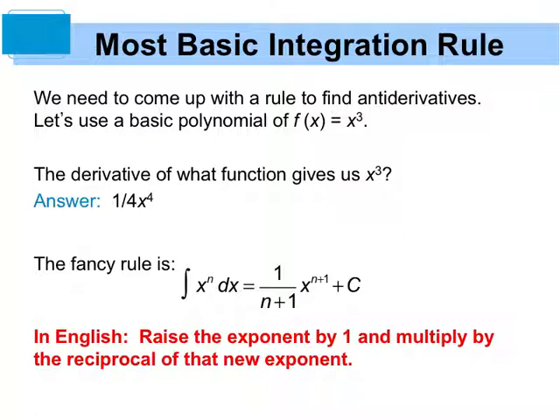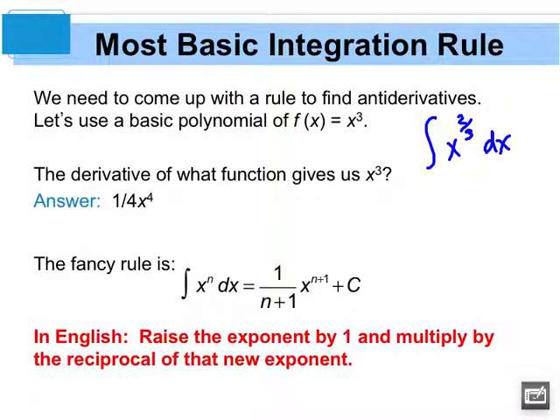I like this statement, the reciprocal, better than the 1 over n plus 1, because it's easier to illustrate with an example. What's the integral of x to the 2 thirds? X to the 5 thirds. What's out in front? 1 over 5 thirds, which is easier to just use the reciprocal, like I said down here. Raise the power by 1, multiply by the reciprocal.